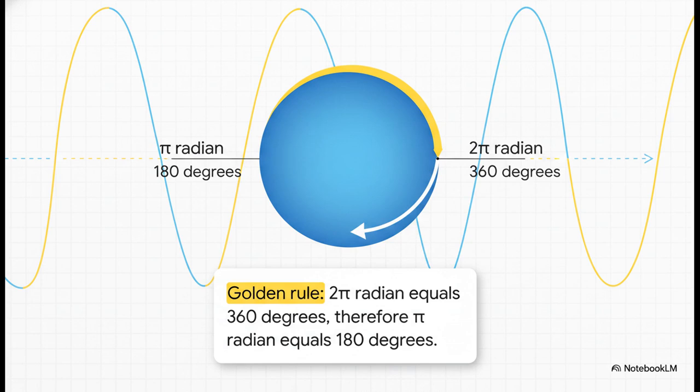It's the ultimate bridge between the old world and the new world. One full circle, which we know is 360 degrees, is exactly equal to 2 pi radians. If we cut that in half, we get the golden rule you absolutely must memorize: pi radian equals 180 degrees. Radians let us link angles directly to real numbers, which is going to be a total superpower later on.